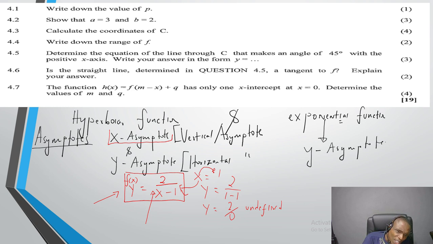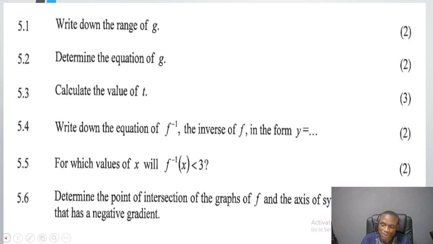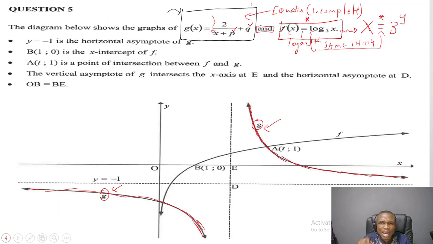So I'm saying the hyperbola function has got both these asymptotes, x and y. The exponential function has got only the y asymptote. Let me go back to the problem and explain why I talked about this. Yeah, this is the question we are looking at.